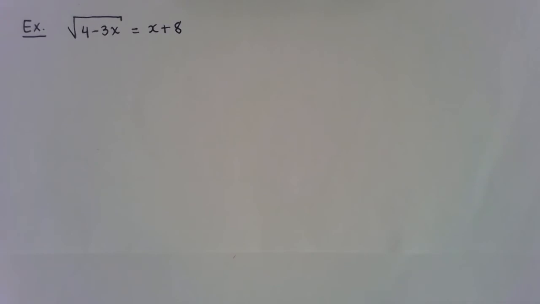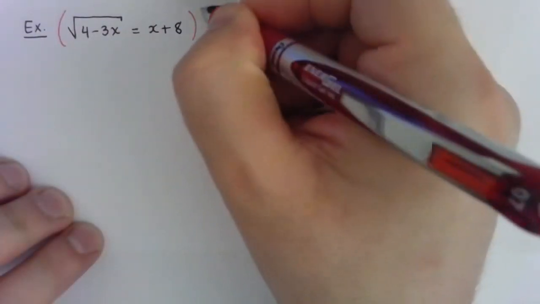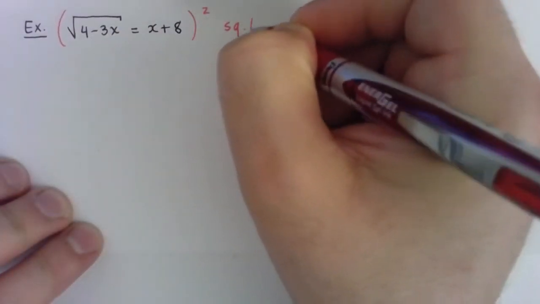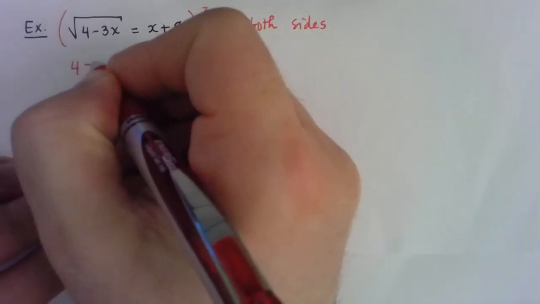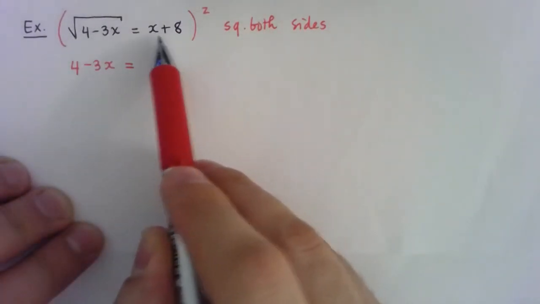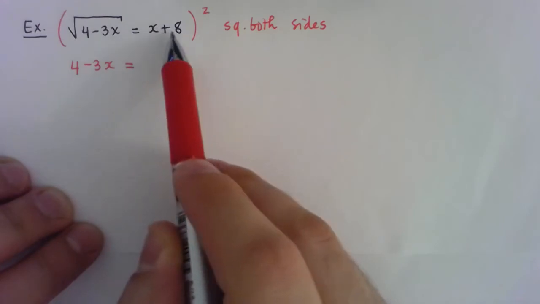Here's the second example. So you have again a radical, and the idea is clear. You square both sides. So square both sides. But in this one, just be careful. The left side is fine. It's going to be 4 minus 3x. But on the right side, please folks, that's an x plus 8. You can't take the x squared plus 64.